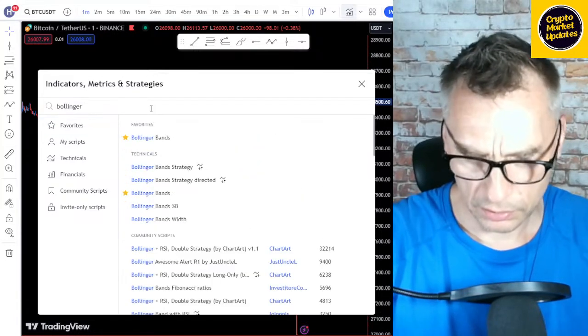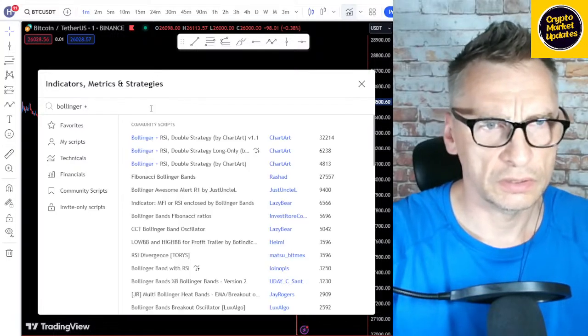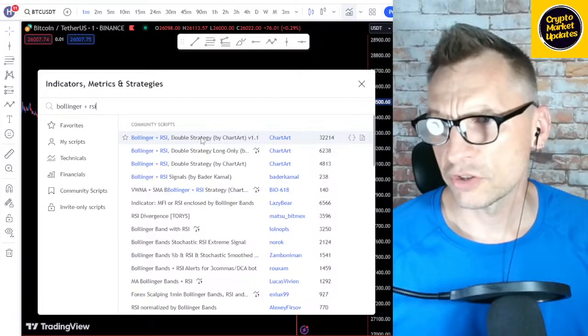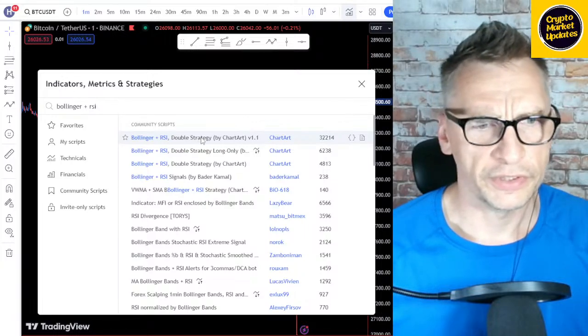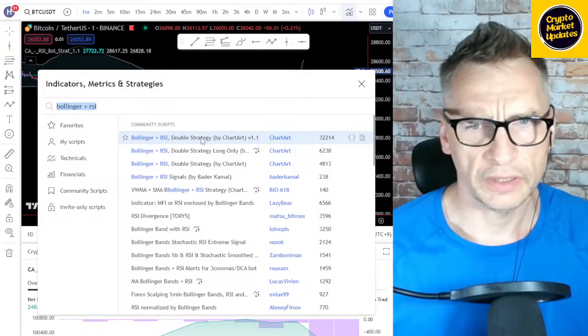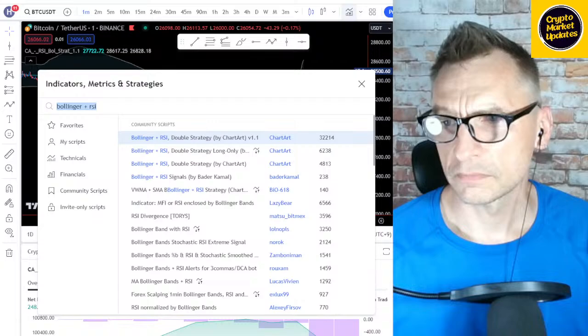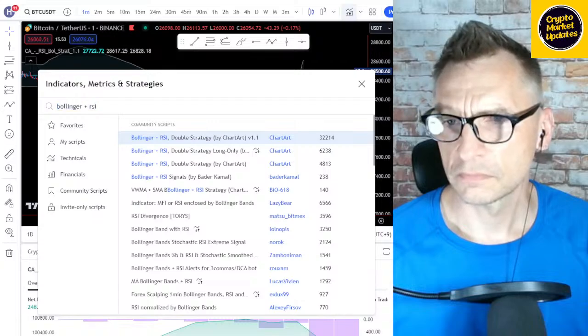Bollinger plus RSI Double Strategy by Chart Art 1.1. This is it. So click that. Choose this first one right here. This indicator shows us the momentum of the chart.